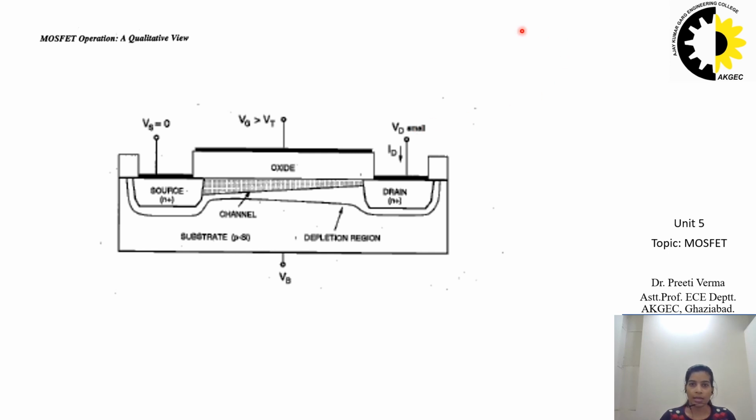Now applying the positive voltage towards the drain side will attract the negative charges of the channel towards itself. So when the charges are attracted towards it, there will be a flow of charge carriers from source to drain, and a current will start flowing from drain to source. The further working I will discuss in the next video.